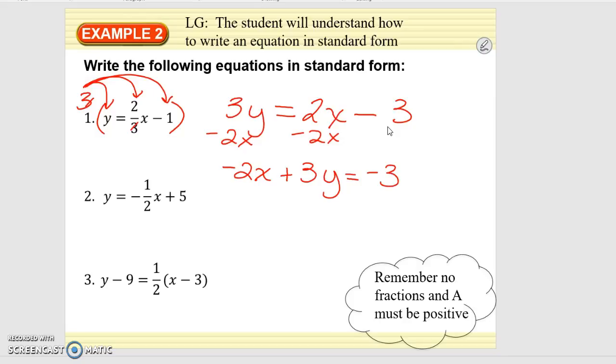All right. Very good. This is where I am, but I said I can't have a negative here. So like he was saying, I need to divide everything through by a -1. So I'm dividing all 3 parts by -1, so that my final answer is positive 2x minus 3y equals positive 3.